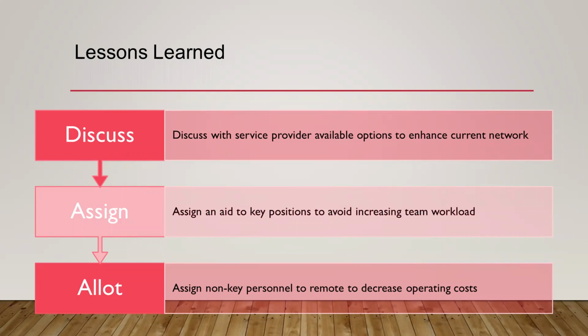And then allotting non-key personnel to remote work to decrease costs. So this is giving the option for our team members to decrease operation costs, finding a remote option so that it's not too much on our budget. This is good for us so that if we need to put in more work or more research on our text-based game, we're able to do so because we are able to allot that time to remote as an alternative. Next slide.